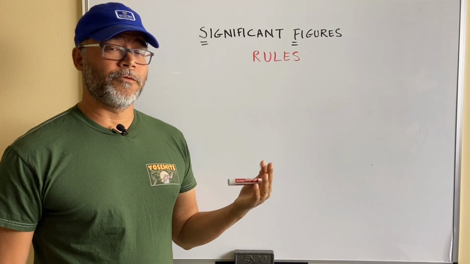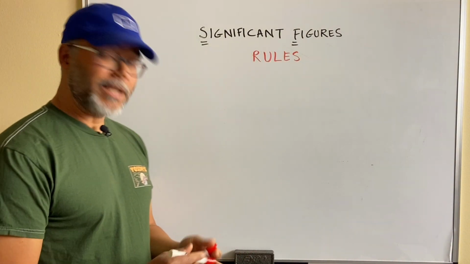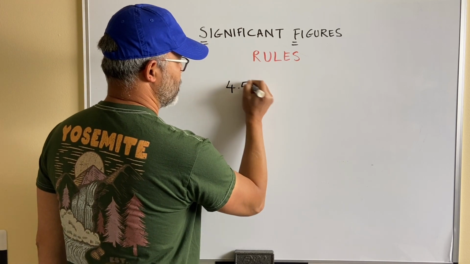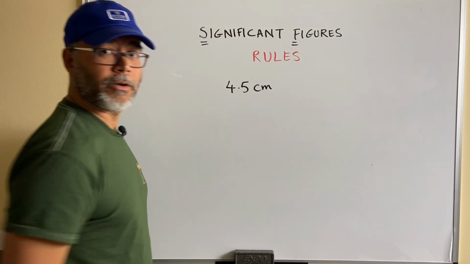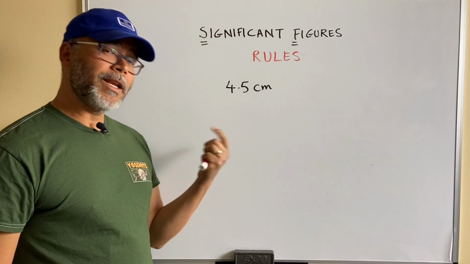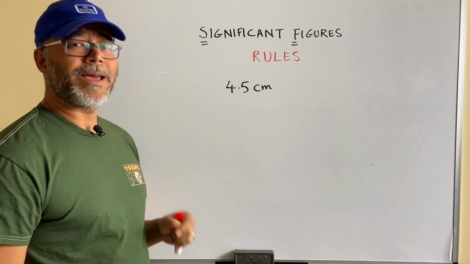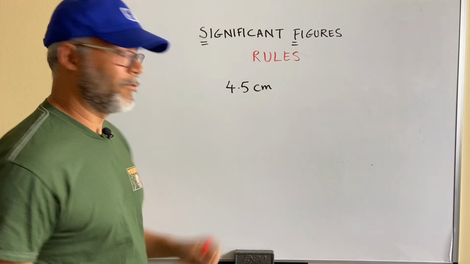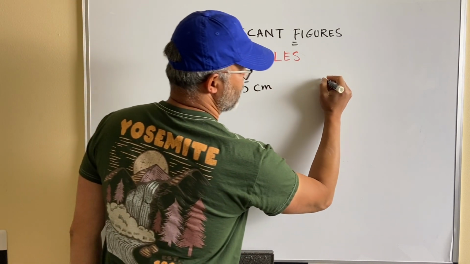Let's learn about the rules for assigning significant figures. Let's say you are looking at a measurement, 4.5 centimeters. The first rule we're going to look at is that every number that is not a zero is significant. Let's write that down here.